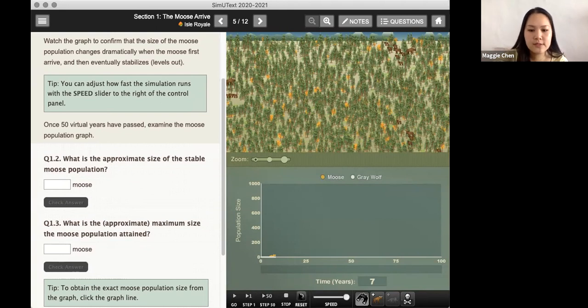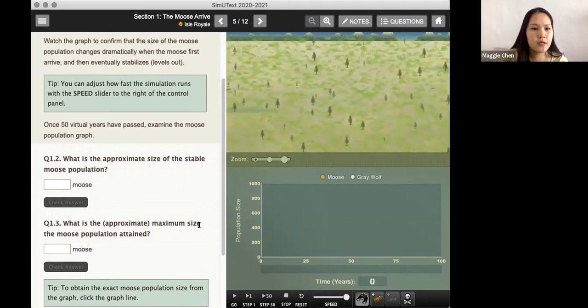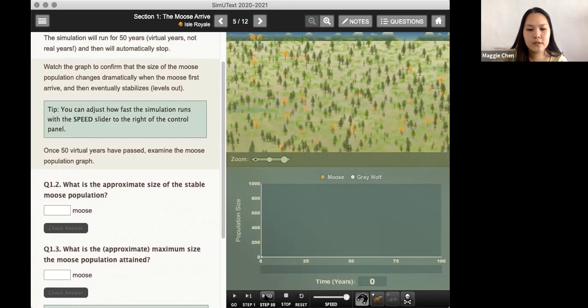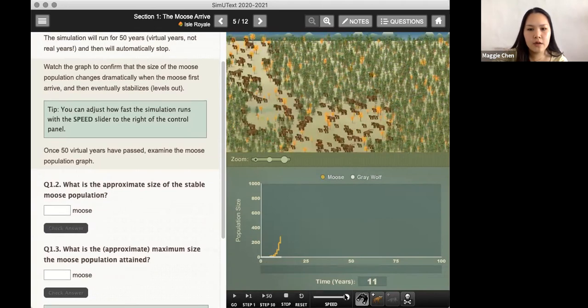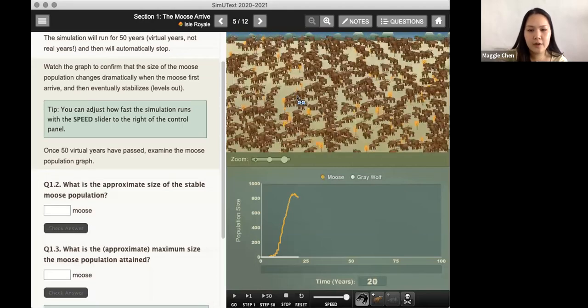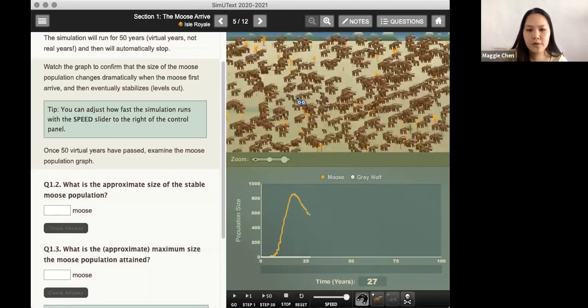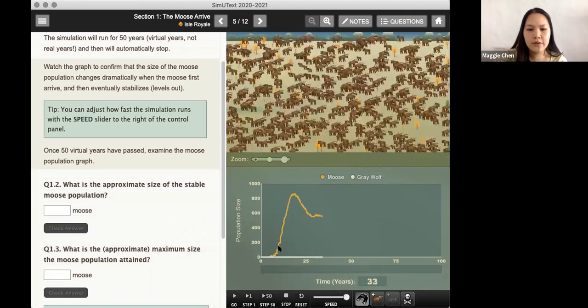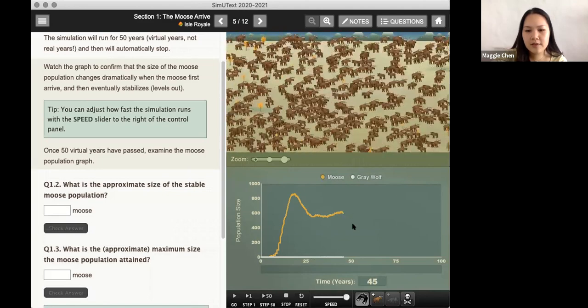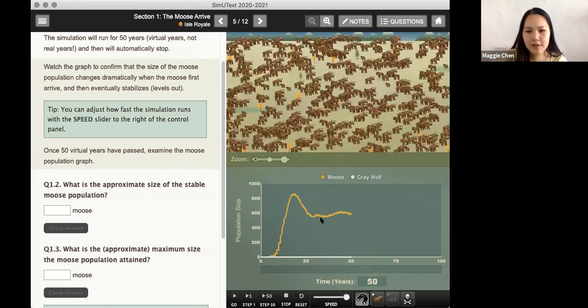So let me just reset our population, and we're going to want to run our simulation for 50 virtual years. So we'll just click this button. We can see on the overview that our moose population is starting to explode. And then at this point, it's starting to level out, starting to stabilize. It's almost like our carrying capacity, our K. So now it'll stop after 50 virtual years.